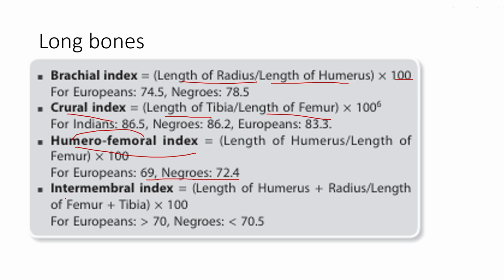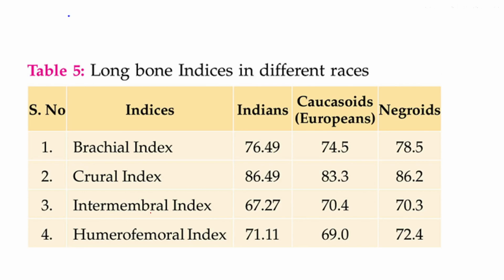And the last one is the intermembral index. Here we will combine all of them. We will combine the brachial index and the crural index. So that will be the length of the humerus plus radius, not their ratio, and again with them, femur and tibia. By adding them and taking the overall ratio of all of them, we will find the intermembral index. So what are the different indices for the long bones?